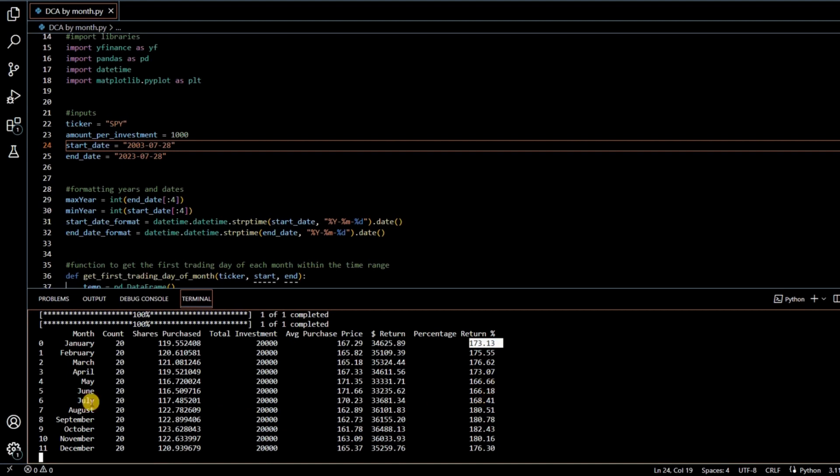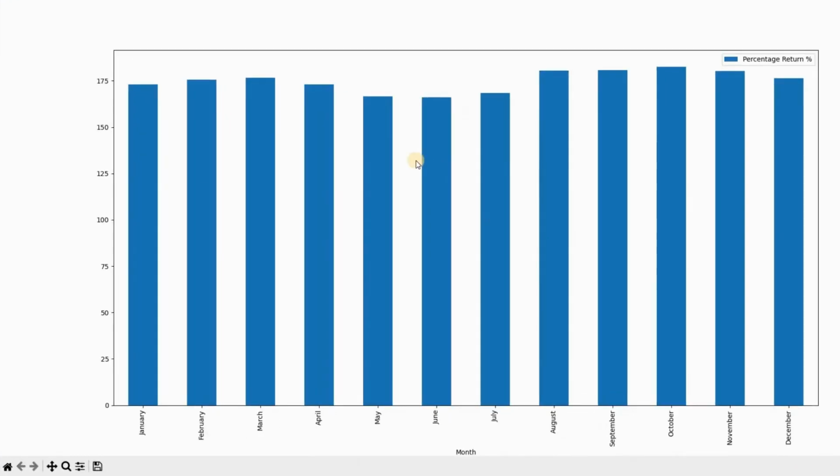Here we can see the lowest percentage return seems to be June now at about 166%, and the highest return is October with 182% return. So about a 16% difference here is what we're seeing, which I guess over a 20-year period isn't that large. And then looking at the chart here, again, you can see things start to be relatively close over a 20-year period, but October still has the highest return with about 181 or 182%.